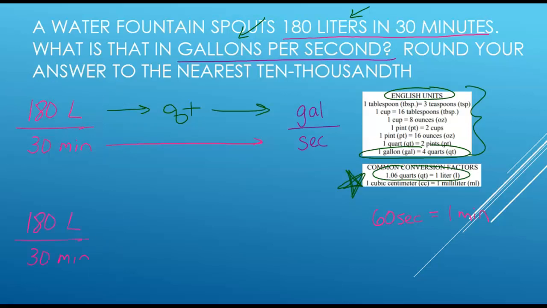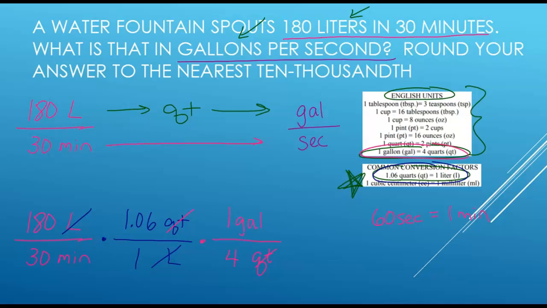I like to change the top first. So let's look at the bottom here. 180 liters. I can make my liters into quarts using this. So my liters need to cancel and I'll be left with quarts. And there is 1 liter for every 1.06 quarts. So if I finish this, my answer would be in quarts per minute, but I need gallons per second. So now I need to take my quarts and change them to gallons. So right here, I know my quarts will cancel if I put it on the bottom and the top there. So 4 quarts for 1 gallon.